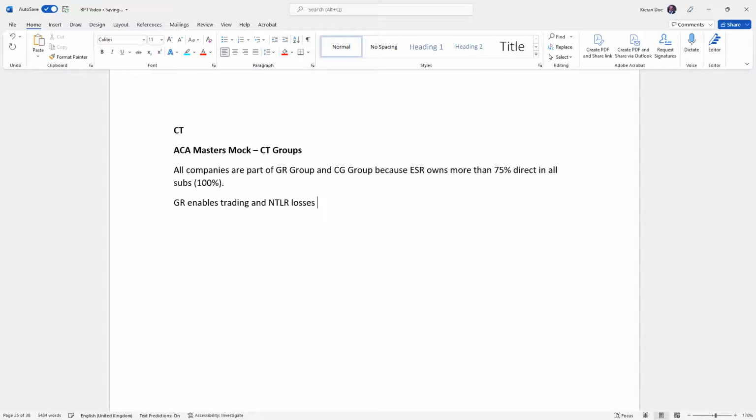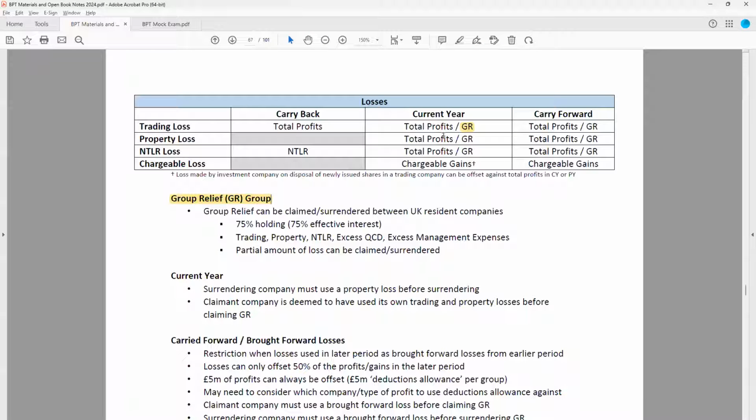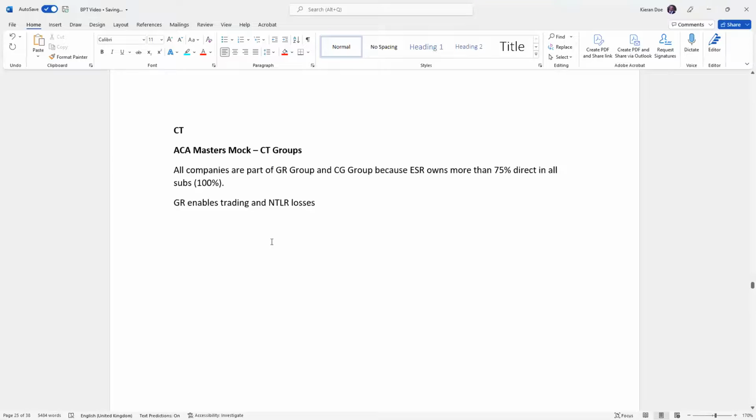So you could say, group relief group enables trading and NTLR losses. So I'm not going to write about property losses. Yes, it does mean they can surrender property losses as well, but I'm not writing about property losses because there aren't property losses. So group relief enables trading and NTLR losses to be surrendered to other group relief companies.